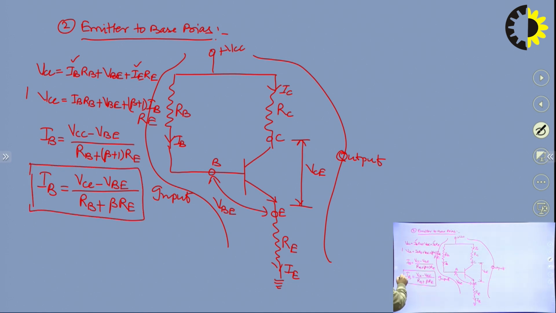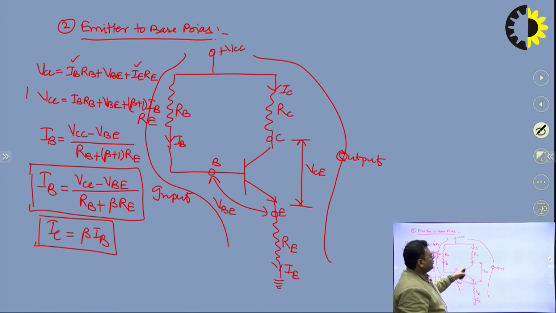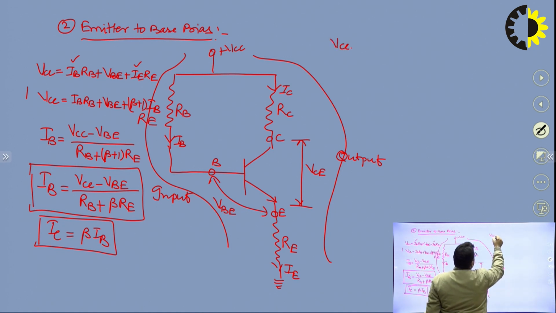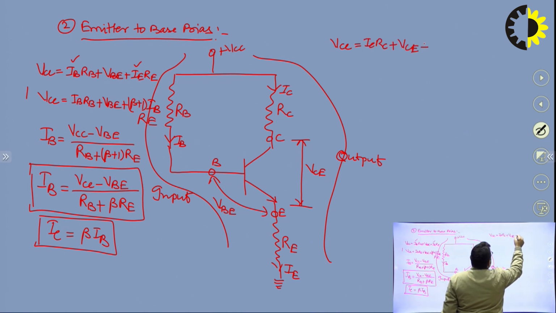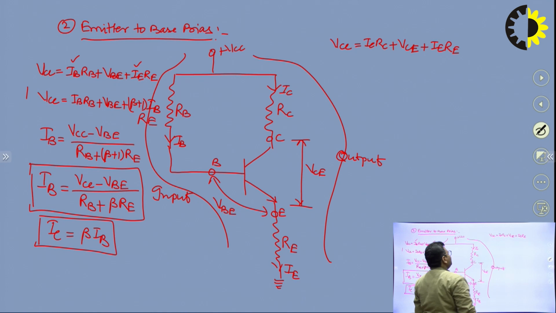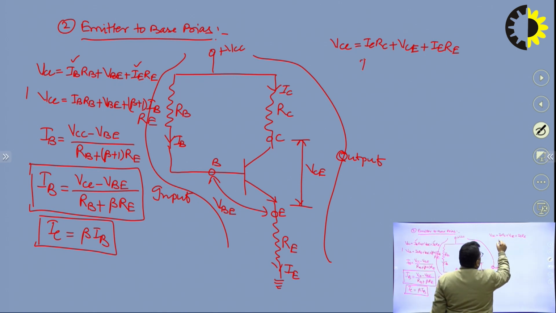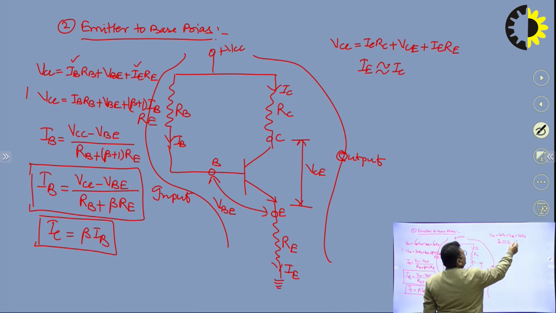Once we have the value of IB, we can calculate IC. IC is equal to beta times IB. With this relation we can find the value of IC. Once we have calculated IC, then we can apply KVL at the output side and we can find the value of VCE. So at the output side the equation will be VCC is equal to IC RC plus VCE plus IE RE, right. And as we know IE is approximately equal to IC. So here I can replace this IE by IC and then we can find the VCE.